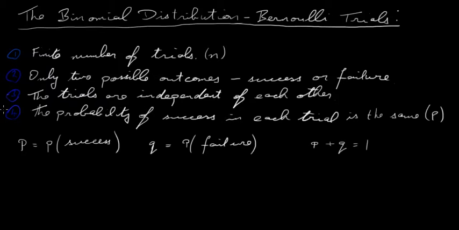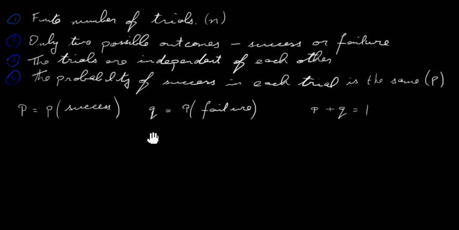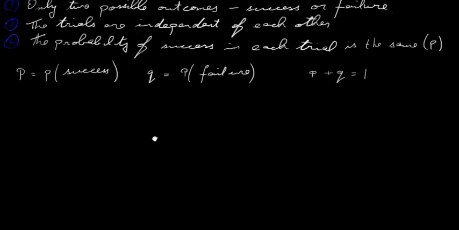Okay, so first of all, I'm just going to write down a formula that we're going to use in this particular video. We're going to look at the probability of r successes. That's going to be n choose r.